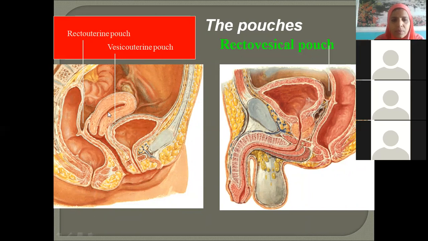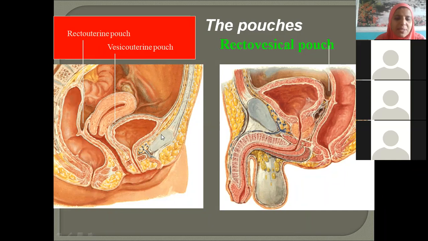I'm not sure, ma'am. Uterus. Uterus. Okay. Uterus. What is this? The diagram is reversed. That's it, beta. What is this? Rectum, anal.